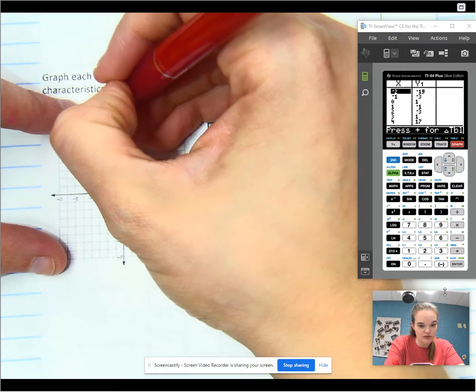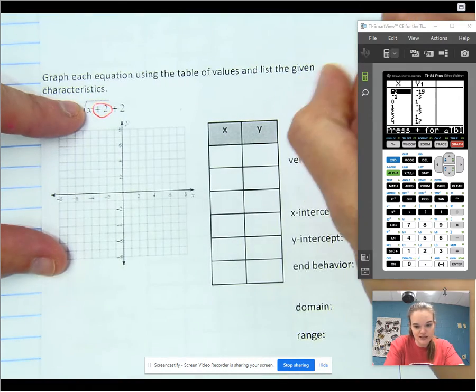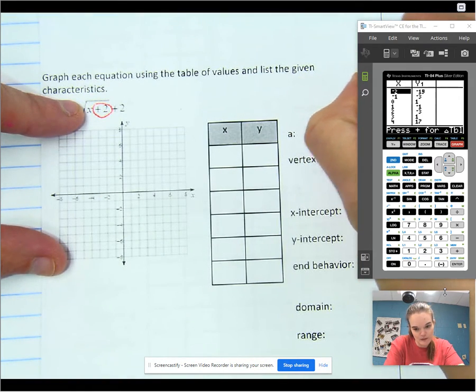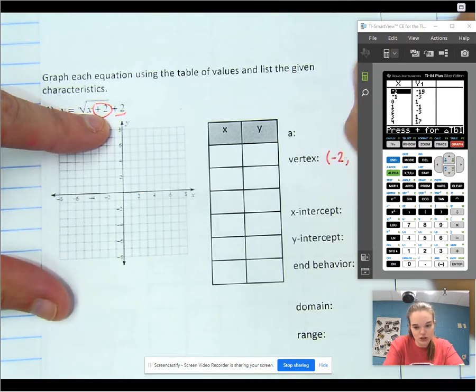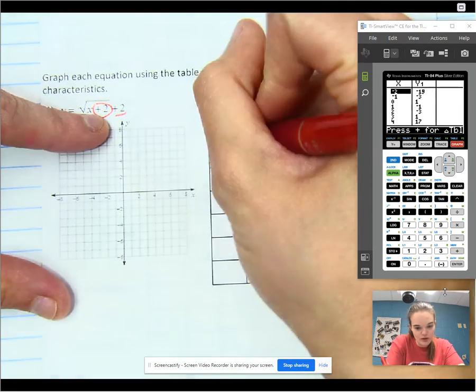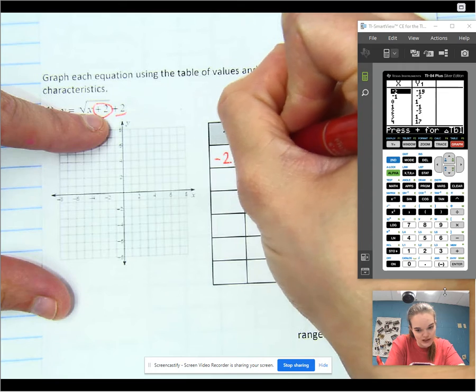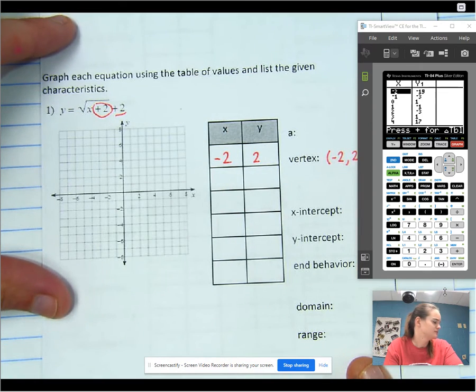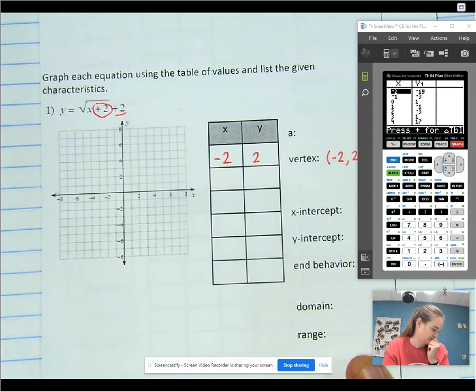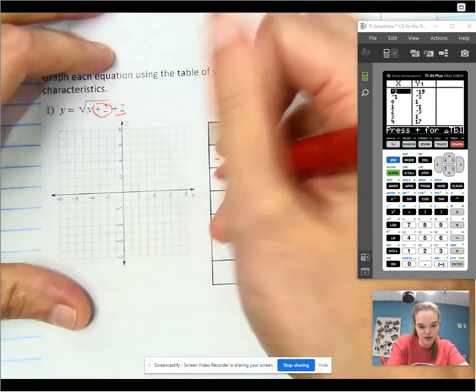This is the first piece. We change that to a negative. We leave the outside alone. We are going to put that in the first blank. And then we're going to go down.